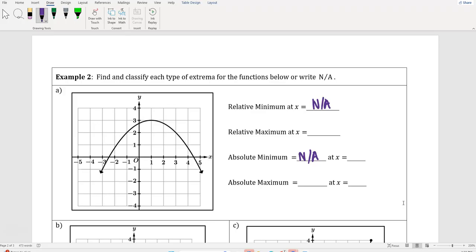As far as a relative maximum, I really only have this one single maximum here, and it is my absolute maximum. But all absolute maximums are also relative maximums. So I would say I have a relative maximum at x equals 1. But if I want to talk about the absolute maximum of this graph, I need to give the y coordinate. The absolute maximum is 3, which occurs at x equals 1. Okay, try those next two on your own.